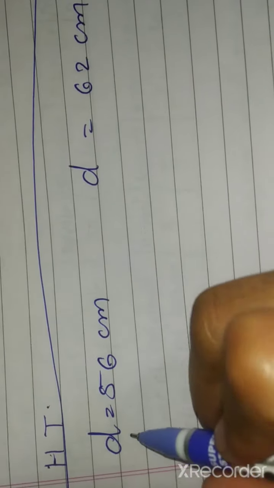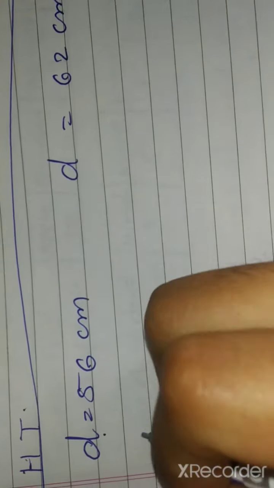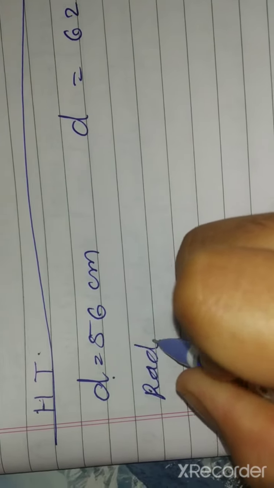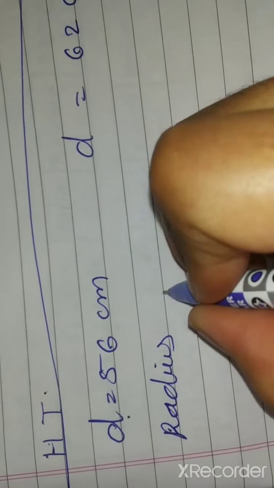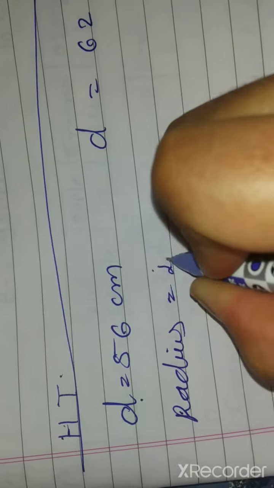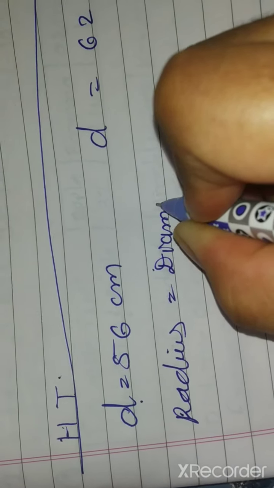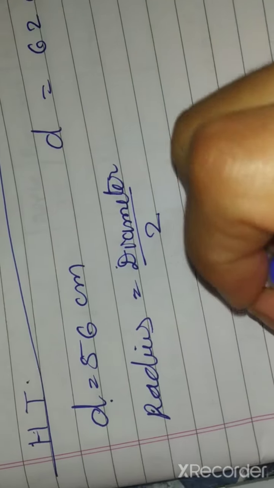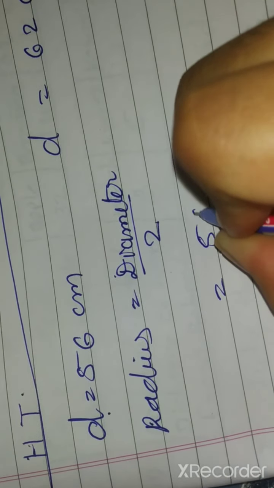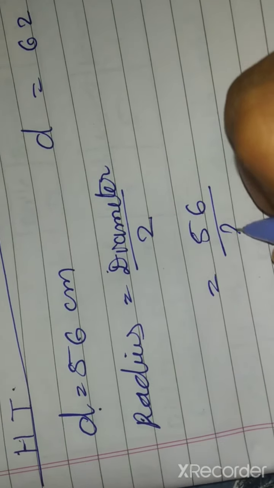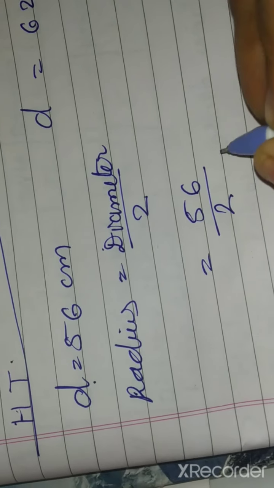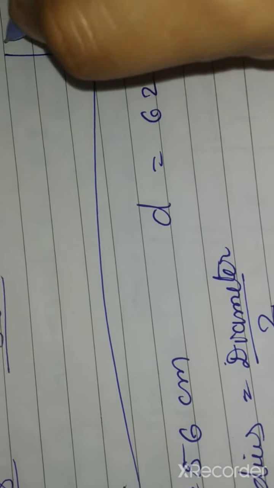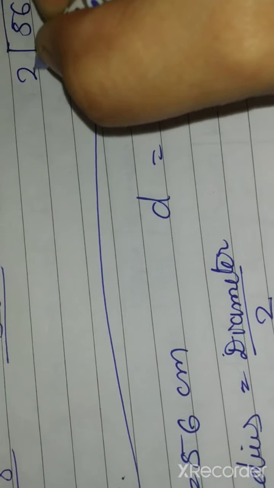Our next sum is D is equal to 56 centimeter. So here, write it here. Radius is equal to diameter divided by 2. So in that, 56 divided by 2. Now do it here in rough work, 56 divided by 2.